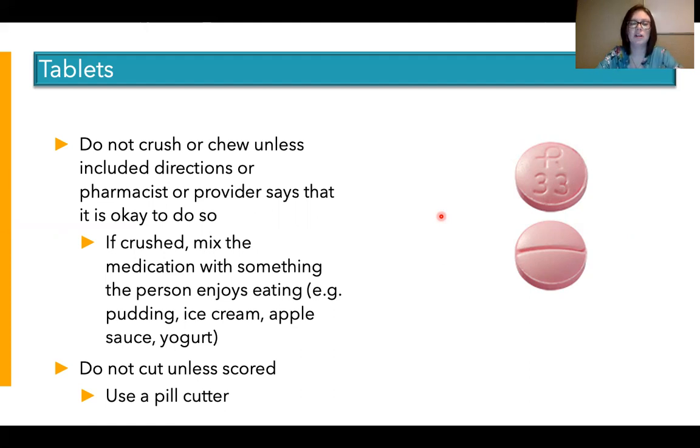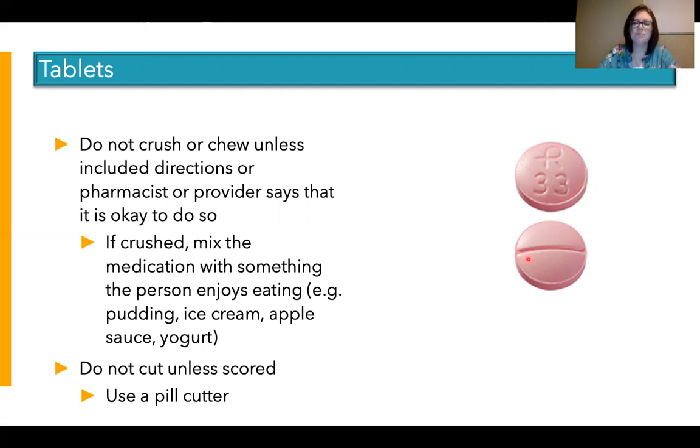So unless it's in the directions or the pharmacist or provider said it's okay, we avoid crushing or chewing any tablets. Of course, if you do crush it, you want to mix it with something that the person enjoys. Something soft like ice cream, pudding, applesauce, or yogurt, any of those work. Just something they like to eat that's soft that they can swallow it with, so that it tastes a little better, because it is pretty bitter when we have to crush pills. It really doesn't taste very good. So if we mix it with something they enjoy, that's really helpful.